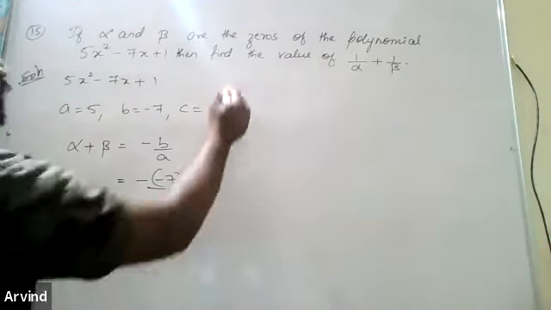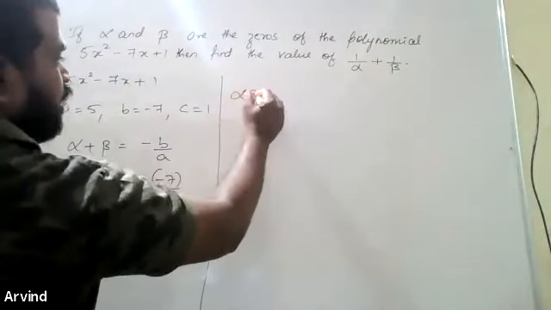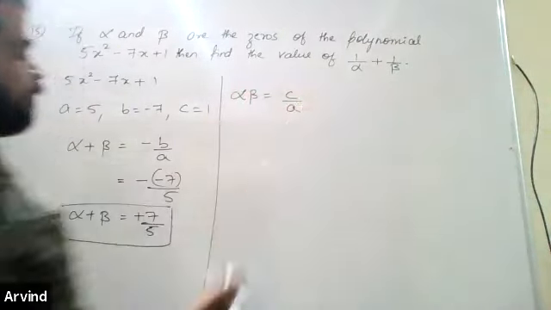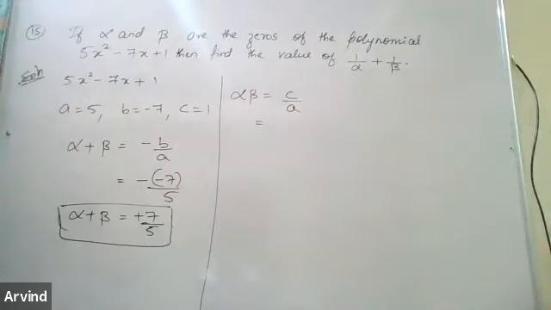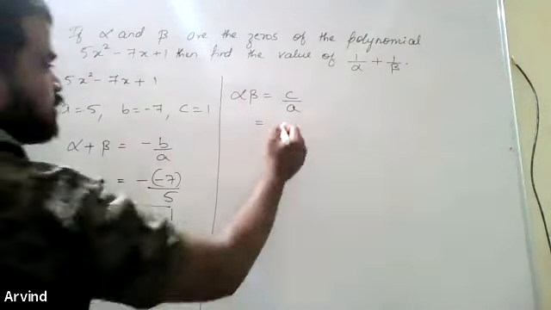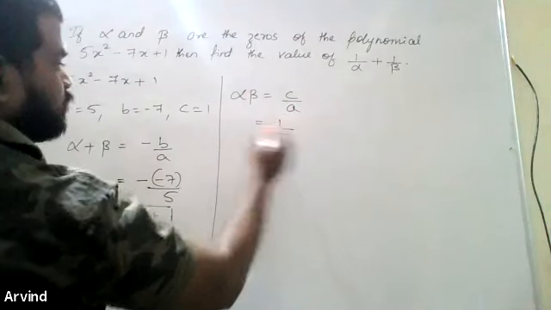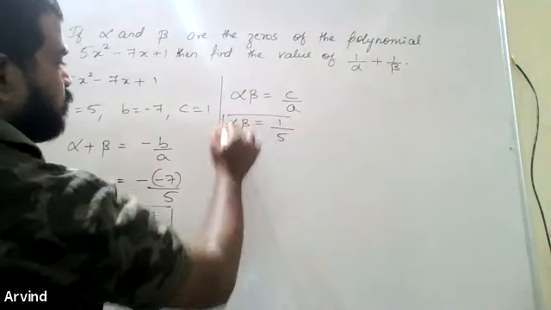Okay. Next we have to find alpha into beta. Alpha into beta is what? C by a. Okay, alpha into beta is c by a. What is c? C is 1, a is 5. So alpha into beta is 1 by 5.